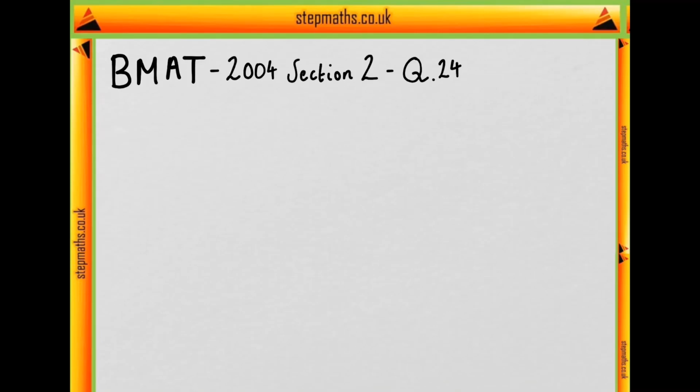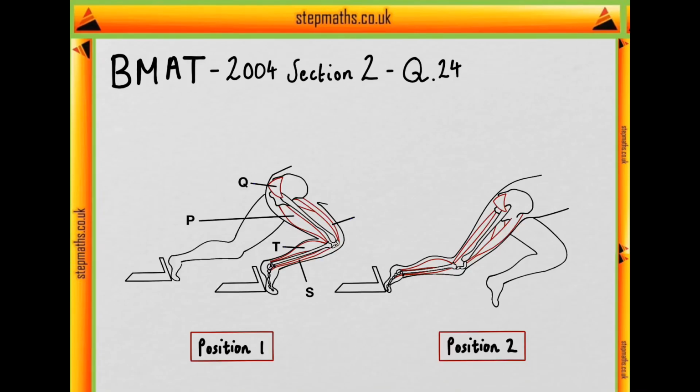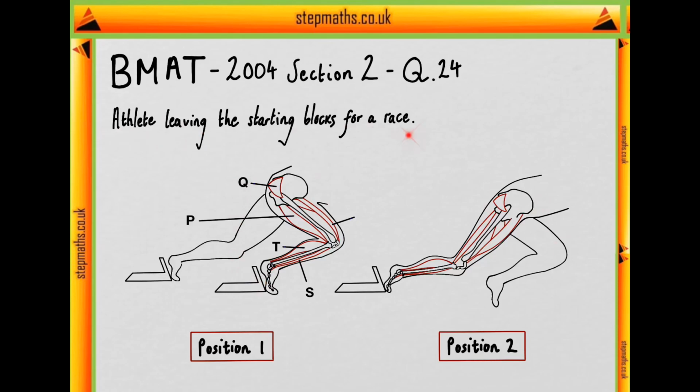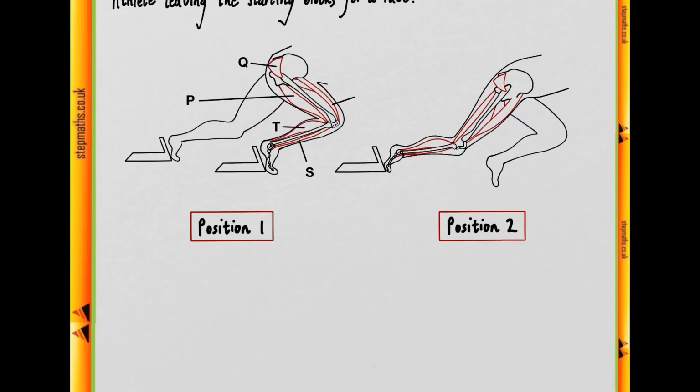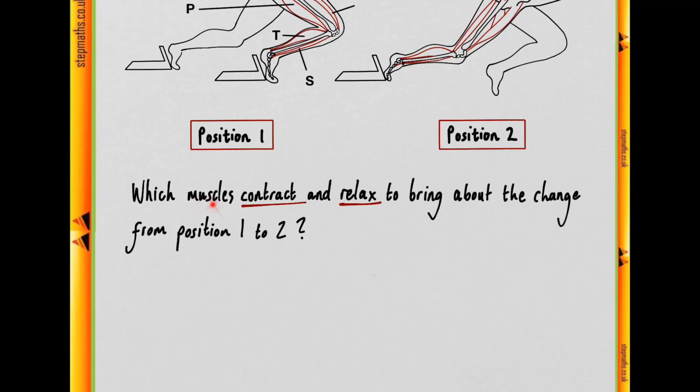In question 24 we're given the following diagram here, and we're told this represents the positions of the muscles of an athlete leaving the starting blocks for a race. So position 1 is the starting position, position 2 is what it ultimately moves to. We're then asked to work out which muscles contract and which relax in order to bring about the change from position 1 to position 2.